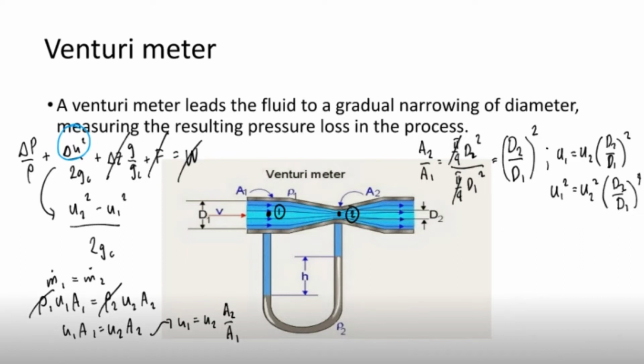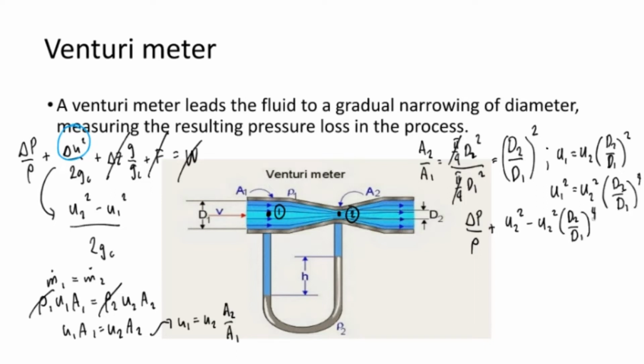And we can now substitute this back to our mechanical energy balance or the simplified MEB. We have delta P over rho plus U2 squared minus U1 squared, which is U2 squared times d2 over d1 raised to the fourth power, all over 2gc, is equal to 0. As you can see, our derived equation is now only dependent on delta P or the pressure drop across the pipe and the throat, rho or the density of the fluid, and the ratio of diameters d2 over d1, that is the throat over pipe diameter. And we also have U2 or the velocity at the throat.